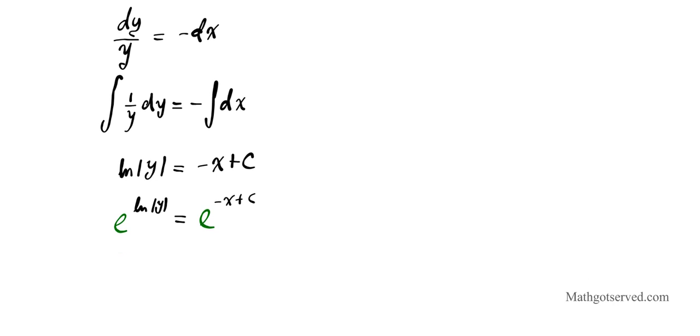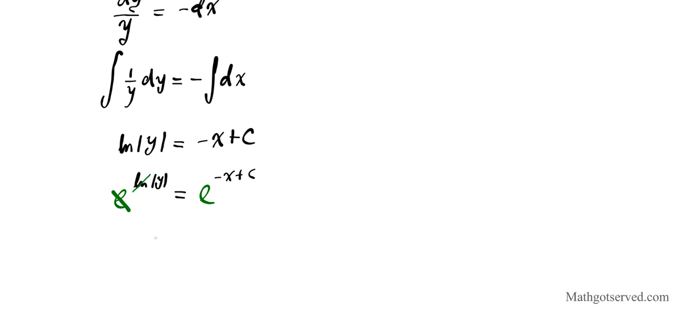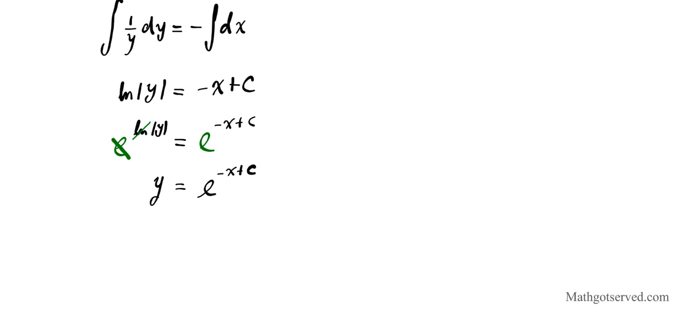On the left side, this e cancels out, and this ln cancels out, and then we're simply going to have y equals e to the negative x plus c. Now we can simplify this a little bit. I can rewrite this piece on the right as y equals e to the negative x, using the properties of exponents, times e to the c. So there we have it.